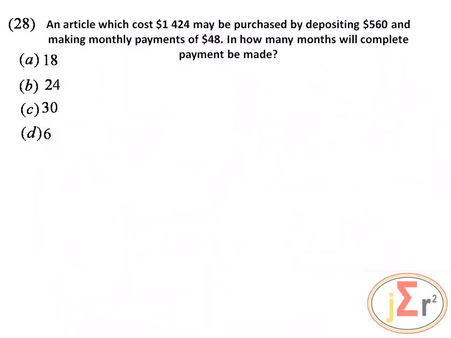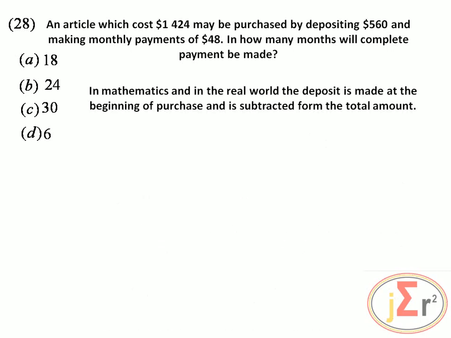An article which cost $1,424 may be purchased by depositing $560 and making monthly payments of $48. In how many months will complete payment be made? And that is your consumer arithmetic type problem. In mathematics and in the real world, the deposit is made at the beginning of purchase and is subtracted from the total amount.